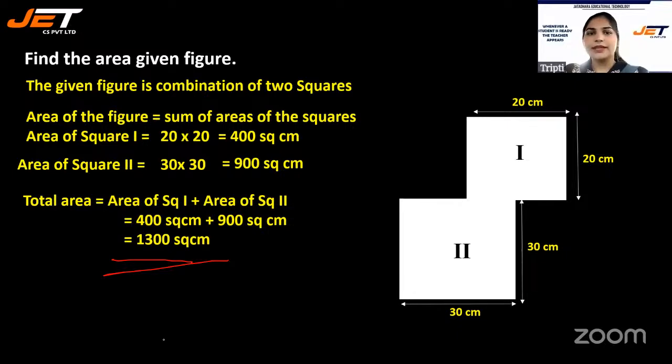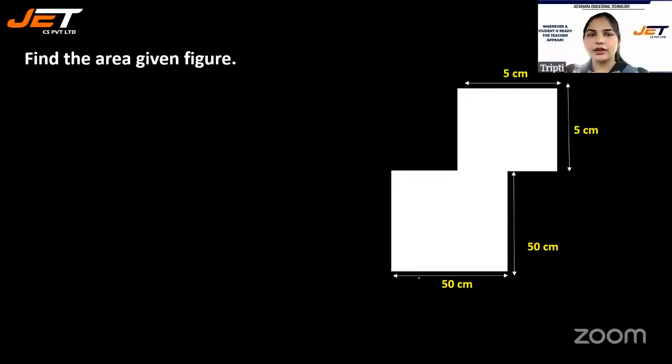In the upcoming questions, you will see these kinds of questions. Now find the area of this figure. 5 centimeters is the side of the first square, and the second square has a side of 50 centimeters. You need to find the total area. Do it quickly. You can even do it verbally. It's that easy.